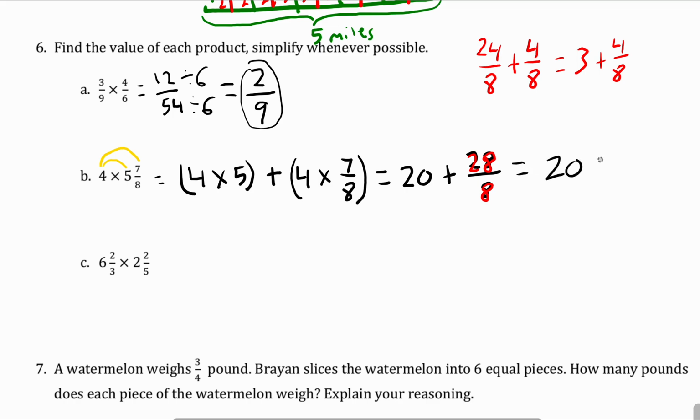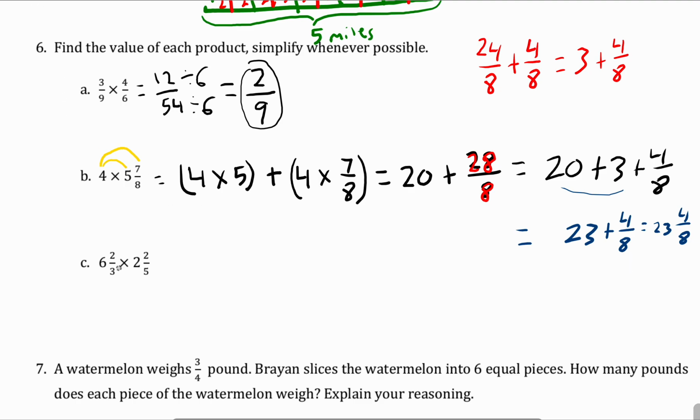So this is going to be equal to 20 plus the 3, this 3 right here, plus the 4/8. Now we're going to combine our terms here. This is 23. So 23 plus 4/8, which is the same as 23 and 4/8. Actually, we can simplify this further, because this is 23 and a half, basically. So you can say 23 and a half or 23 and 4/8. All right, but let's go to the next one.